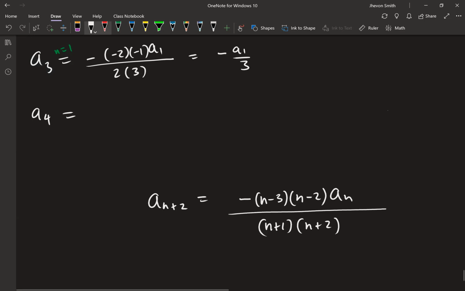a4, I'm going to plug in n equals 2. Notice that the numerator has an n minus 2, which means that will give me 0. Also notice that for a5, I would get n equals 3, and that would also give me 0.